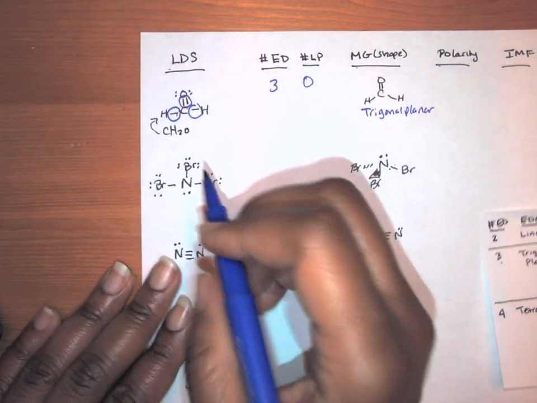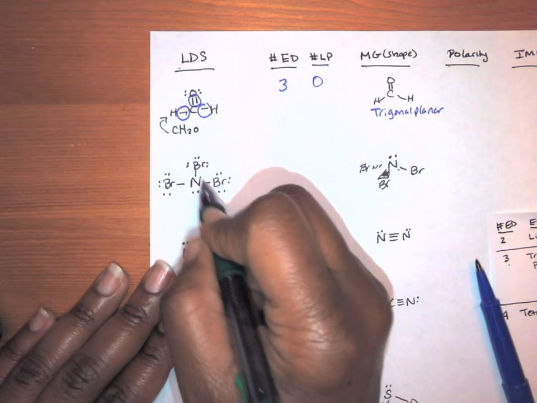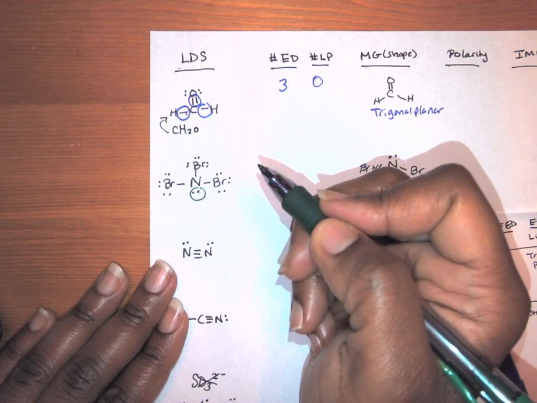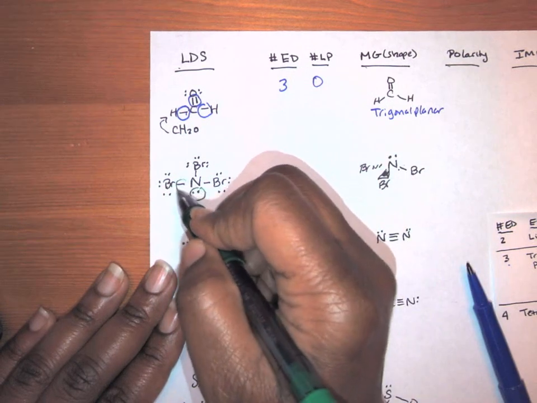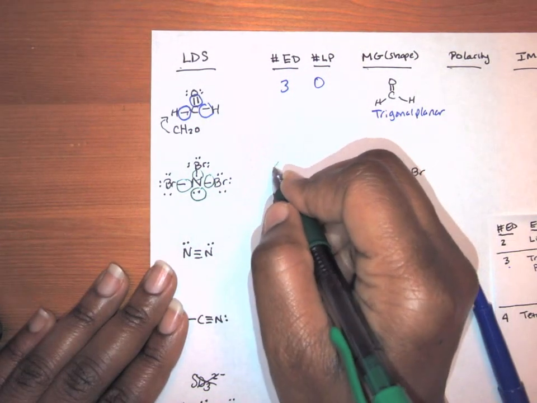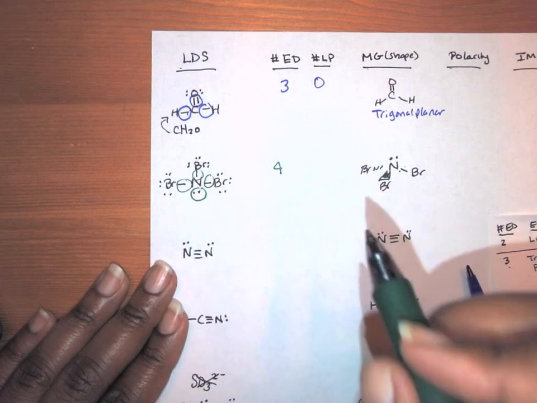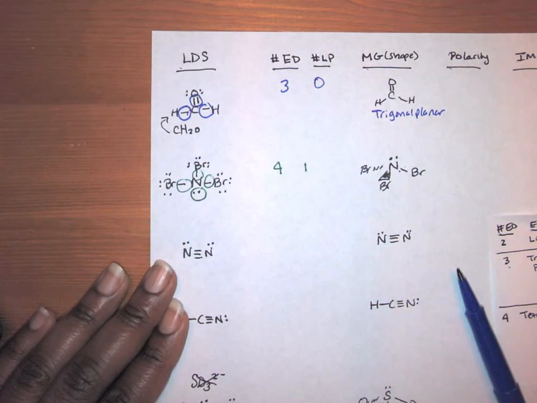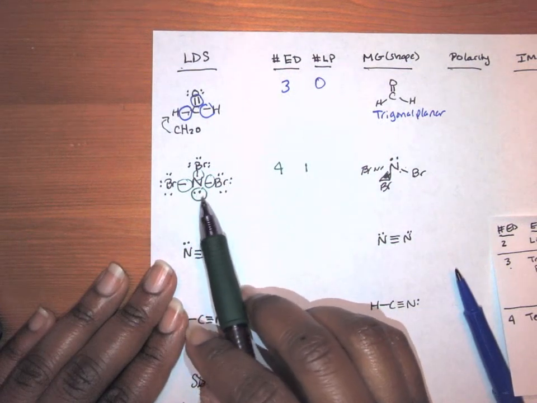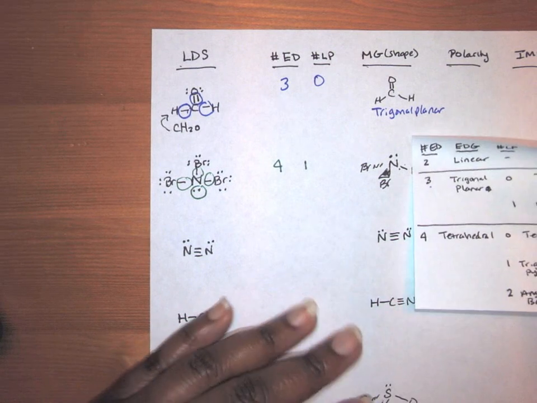Here we have, I think I'll use a different pen, maybe easier to see. So again, we focus on the central atom, and we count lone pairs touching that central atom as well. So 1, 2, 3, 4. This one has 4 electron domains. And one of those electron domains is a lone pair. Now notice I didn't count the lone pairs on the terminal atoms, you just focus on the ones on the central atom. So let's use our chart here and see where that falls.